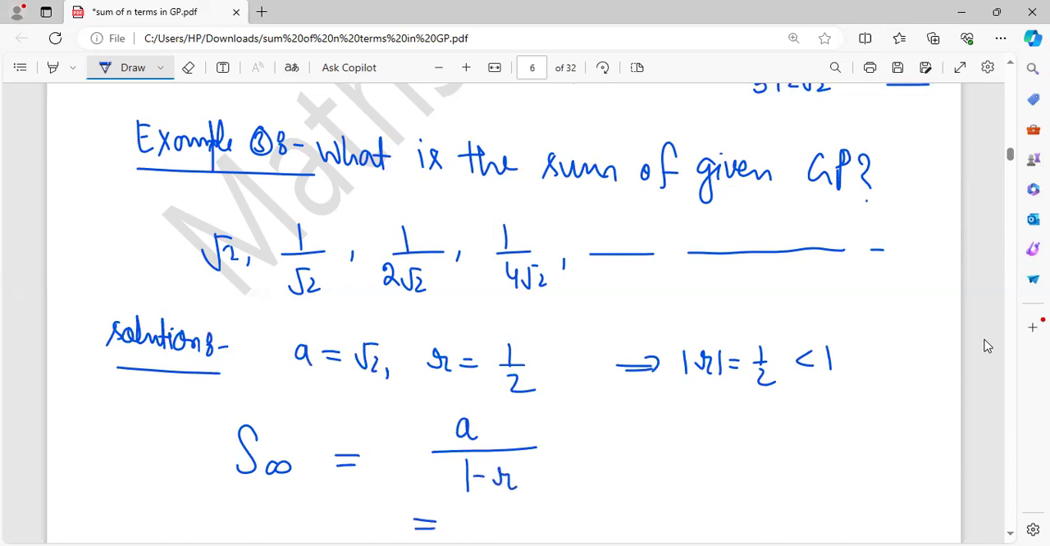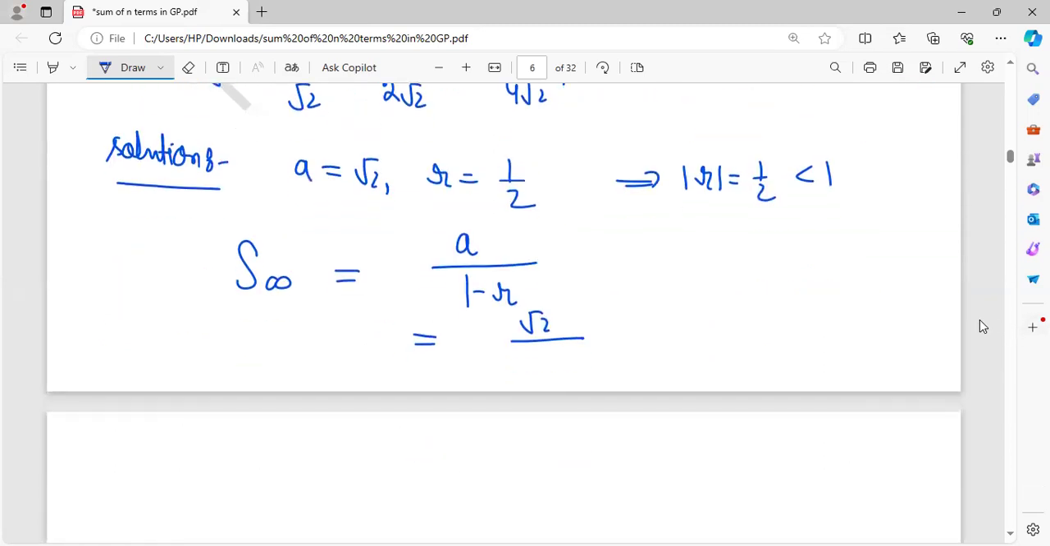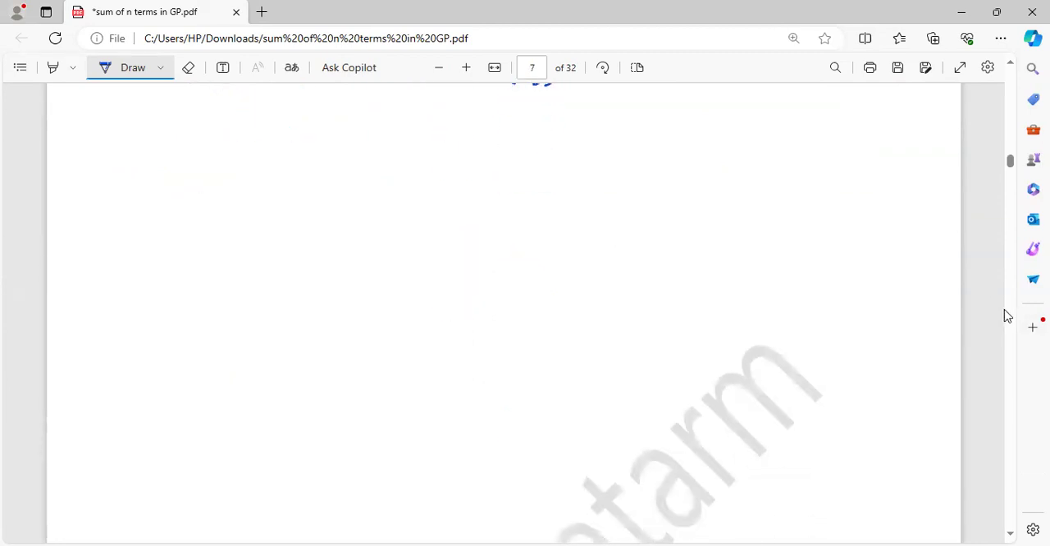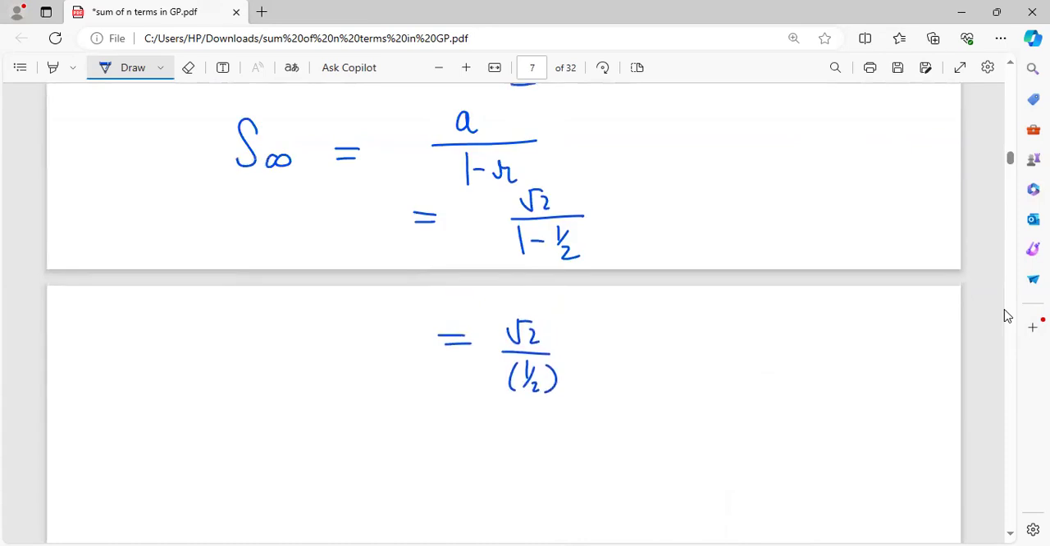So what is that? A is under root 2, R is 1 upon 2. So under root 2 upon 1 minus 1 upon 2. So what will be this? S infinity is 2 under root 2.